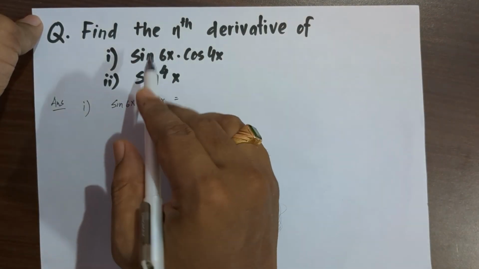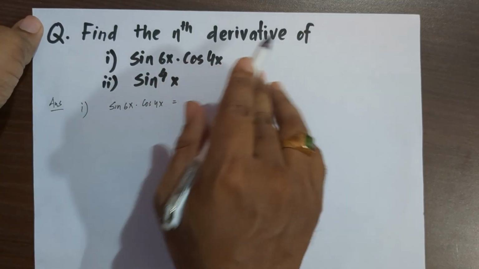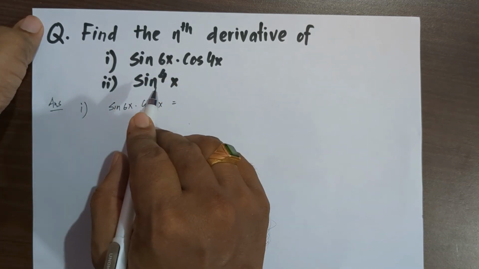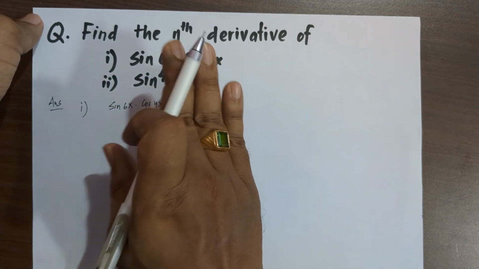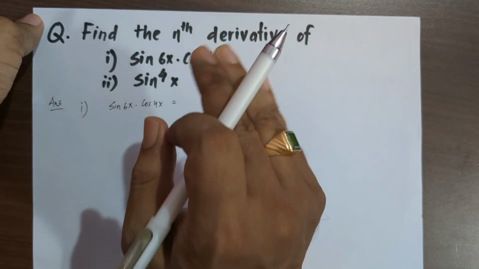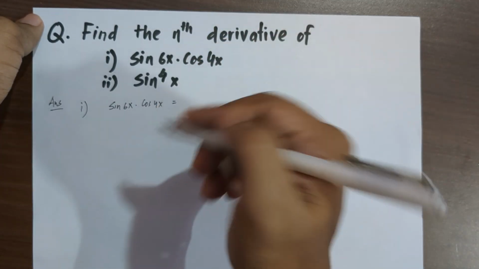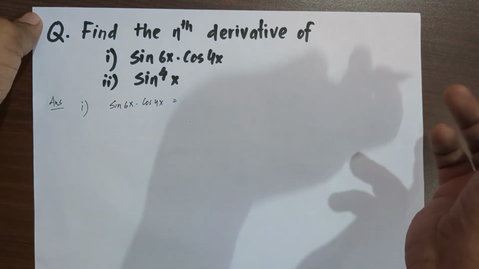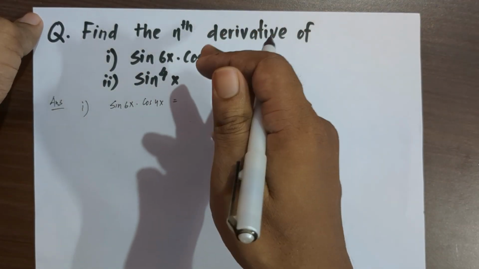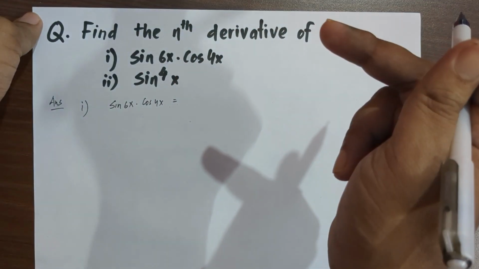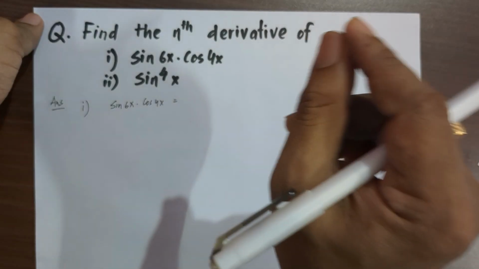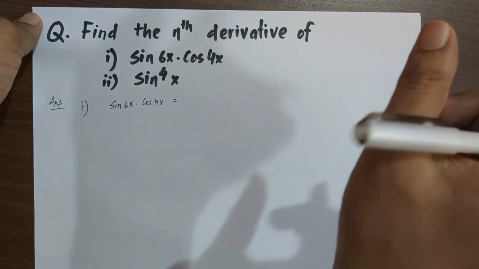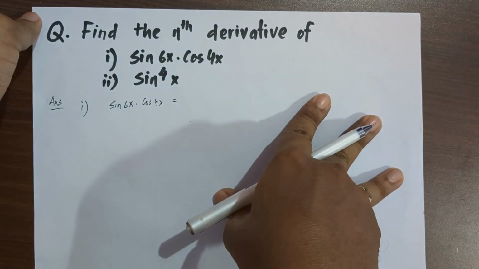Next, let us solve these two questions. We have to find the nth derivative of sine 6x cos 4x. This is our first bit, and the second bit is sine to the power 4x. But we are not going to differentiate again and again, then observe the pattern for the nth derivative. Here we will apply some trigonometry identity, and we will convert this to terms containing sine of ax plus b or cos of ax plus b, or a sum of terms containing sine of ax plus b or cos of ax plus b.